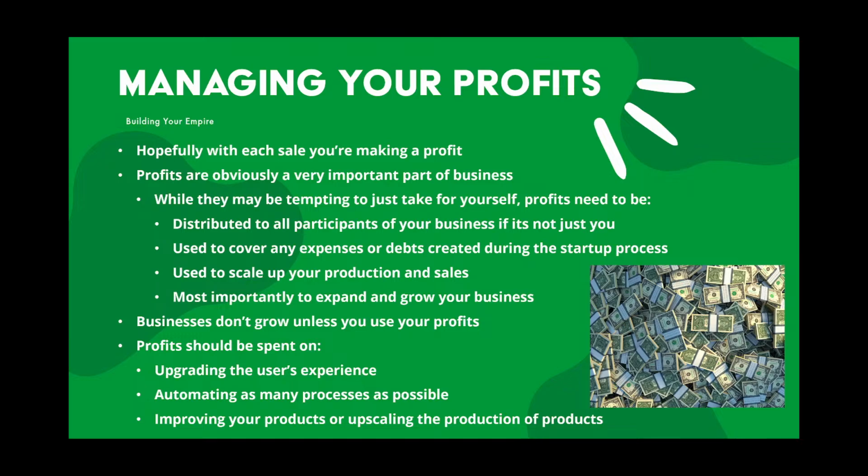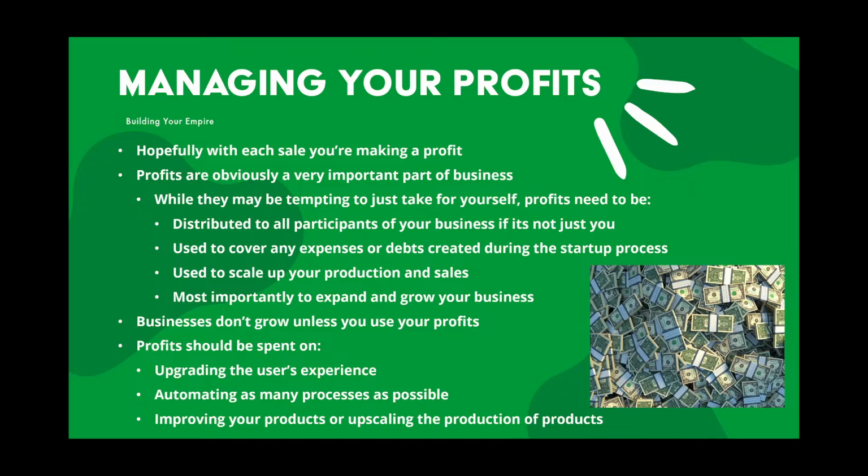You should also be automating as many processes as possible. Say you're doing your notebooks, if you can get a machine that does the staples for you, or does more than one staple at a time, or a machine that prints your design onto the front and back of it. Maybe you automate that process or upgrade that process so that it's doing 4 or 5 notebooks in the same amount of time as you could do one.